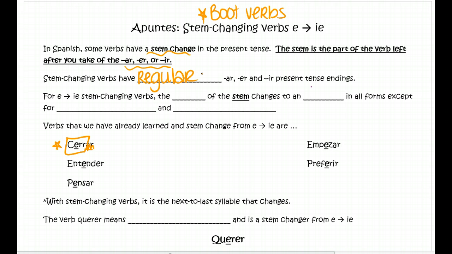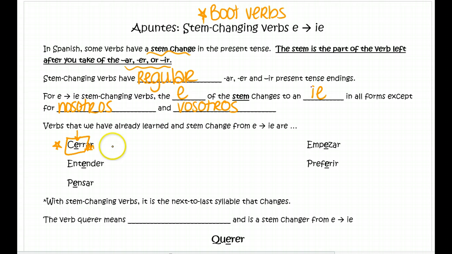For E to IE stem changing verbs, the E of the stem will change to an IE in all forms except for the nosotros form and the vosotros form. So again, if we take a look down here at the verb cerrar, we've already taken off our AR, so we've taken off our ending, and we know that we have to add a regular ending. But what's going to change here is this E that I have underlined. When we conjugate it, that E will change to an IE in all forms except for nosotros and vosotros.